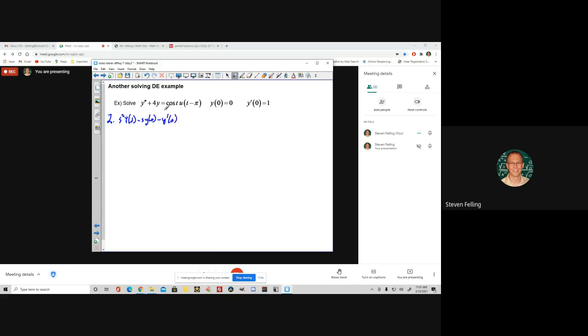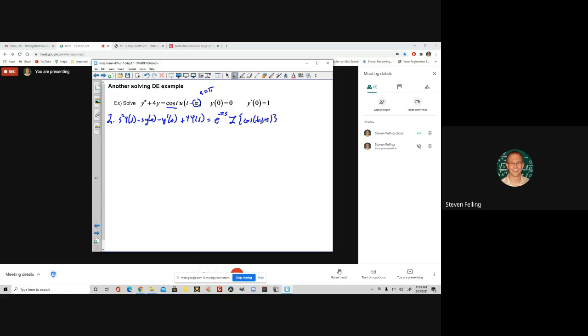Plus 4 times just y, so Y(s) equals this. Now this right-hand side has a unit step function and this cosine. So the function is cosine, the shift is pi, right? So this is going to be the equivalent of e to the negative pi s times the Laplace transform of the cosine, but shifted in the other direction, pi. So plus pi.